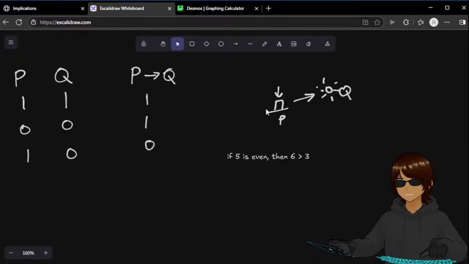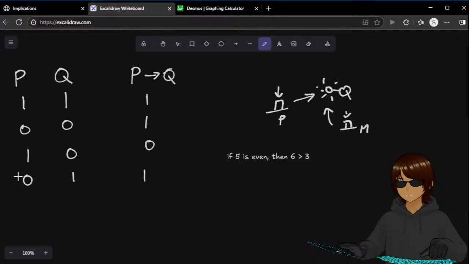That is intuitive. But the issue is for P implies Q, in this case, when P is 0 and Q is true, this statement still holds. So if P doesn't happen, Q happens, then the statement still holds. So there could be other reasons Q happens. Maybe some other button got pressed, like let's say event M, some other button is pressed, and then Q happens. So Q can happen without P happening.